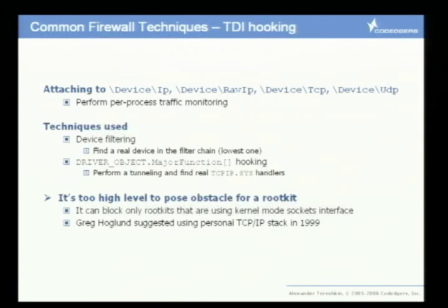Let us explain here how the firewall actually does TDI hooking. The firewall must perform the attachment to devices like IP, raw IP, TCP, UDP, in order to perform per-process traffic monitoring. And to do this, it has two options. One is to use device filtering, and the other one is to use driver object major function hooking, which is also called IRP hooking. We are going to show here how to bypass both of these options.